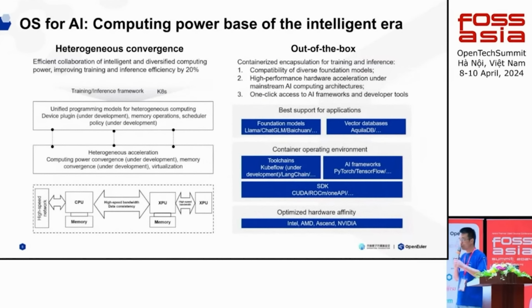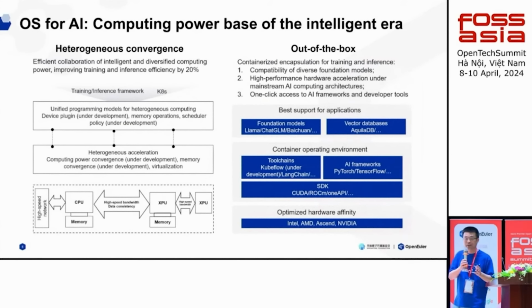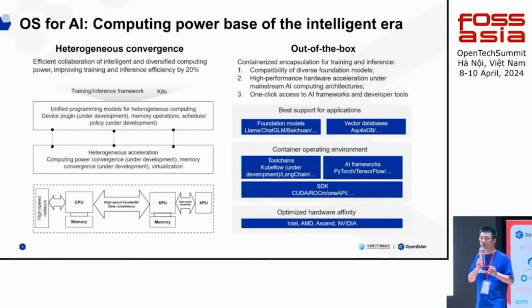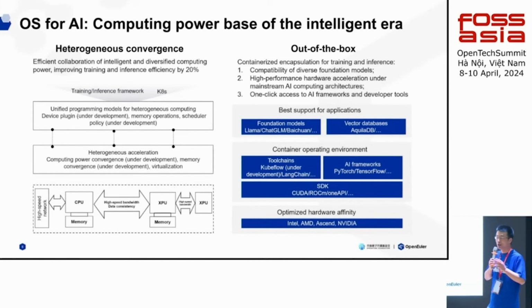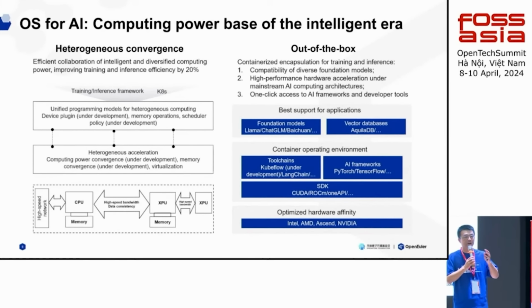Okay, so that is one direction. We use AI to change the behavior of the operating system. And another direction is to use the operating system to accelerate AI computing.